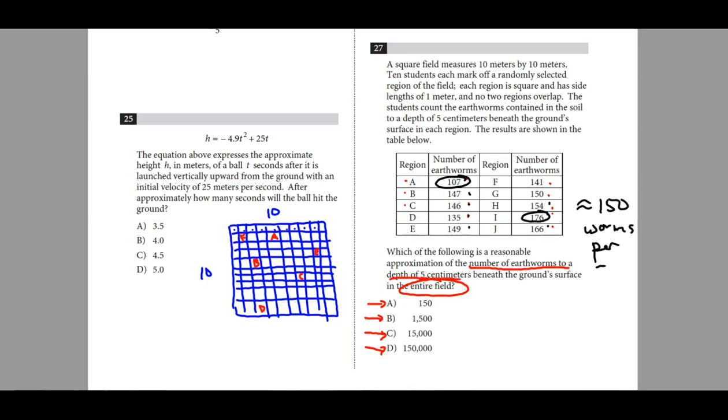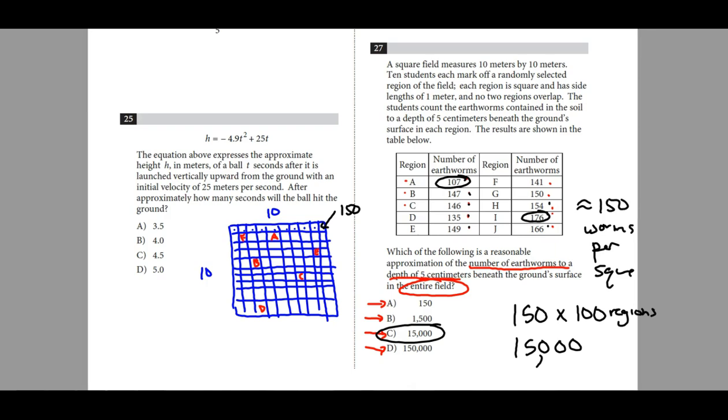were for every square. So if that little square right there had an average of 150 worms, and then we multiply it by 100 regions, that would give us 150 and add a couple more. That would give us a total of 15,000 worms. So I believe the correct answer for this one is C.